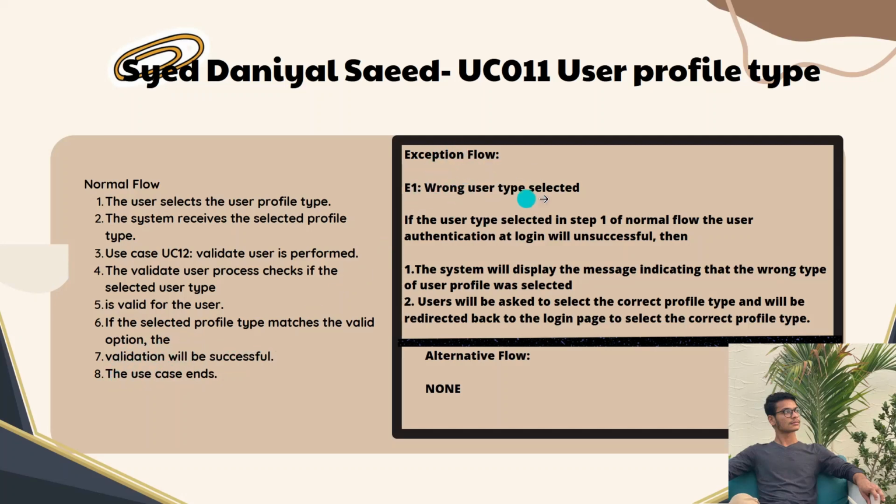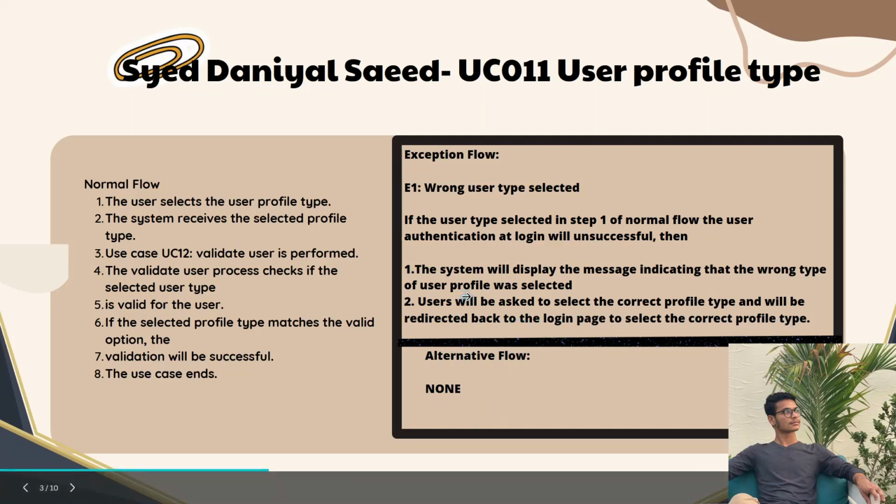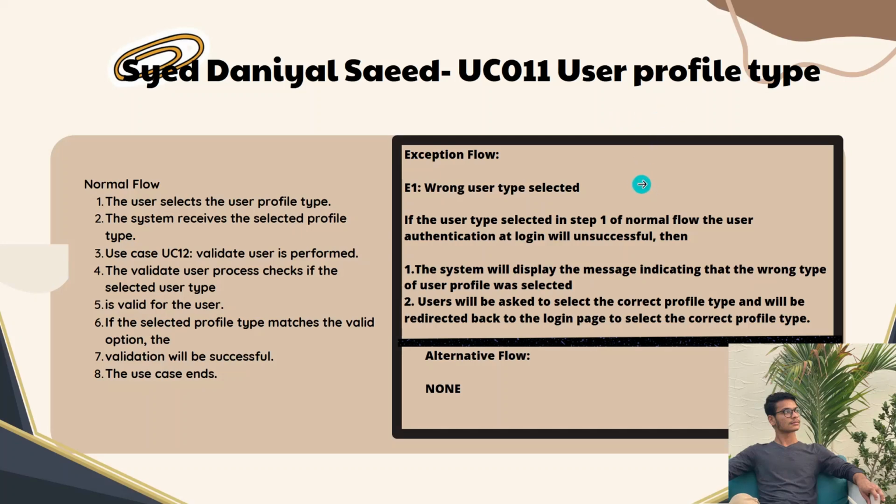There can be an exceptional flow here, which will be if the user has selected the wrong user type. If the user type selected in step 1 of the normal flow is wrong, the user authentication and login will be unsuccessful. Then the system will display a message indicating that the selected profile type was not correct, and the user will be asked to select the correct profile type and will be redirected back to the login page. There is no alternate flow here because this is a user profile type. The user has to go through this process and the validation has to be successful in order for them to log into the system.